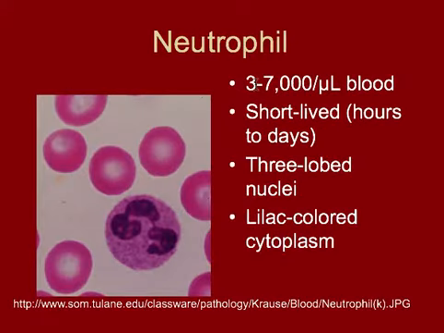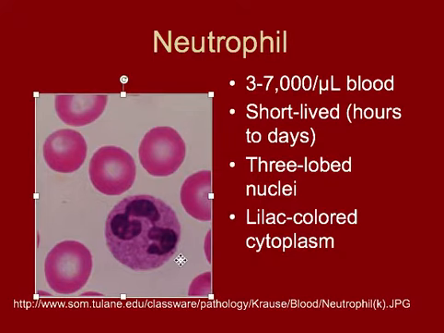So let's start with talking about neutrophils. You should have 3,000 to 7,000 neutrophils per microliter of blood. That is the normal range. They are short-lived, only living hours to days, and they divide and replicate and make more of themselves. They have a three-lobed nucleus. So here's one lobe, here's another lobe, and there's another lobe. If you use your imagination, you can see the sausage thing I'm talking about, maybe.